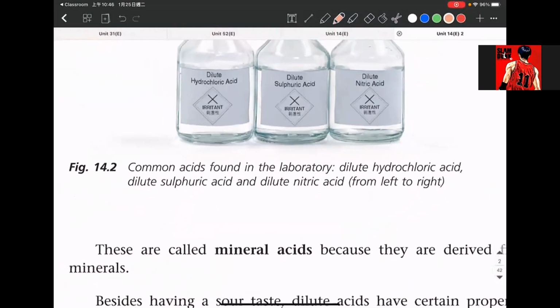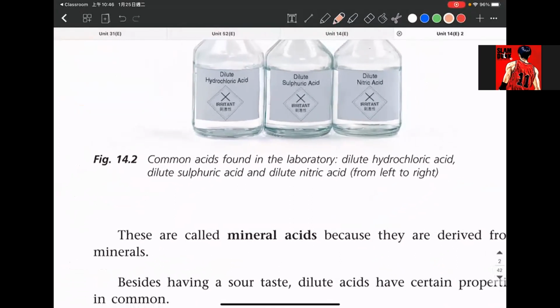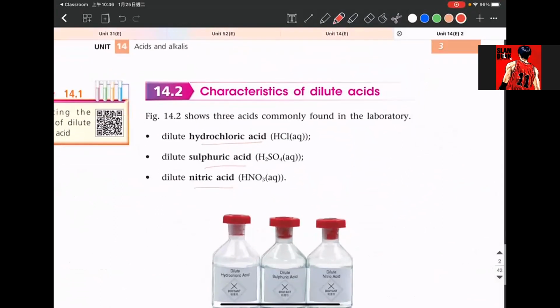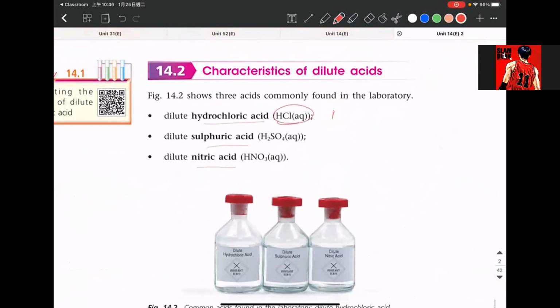That acid, we call it mineral acid, 礦物酸, because they derive from minerals. For example, sodium chloride comes from the mineral we call sodium chloride. HCl comes from NaCl solution, and NaCl solution comes from seawater. So it's done by what? Electrolysis of saturated sodium chloride.